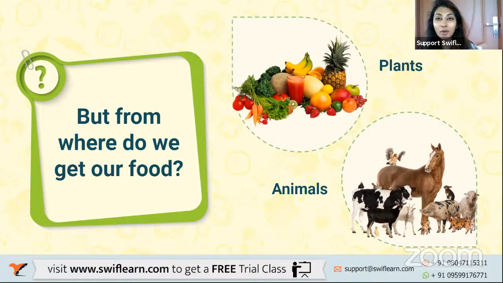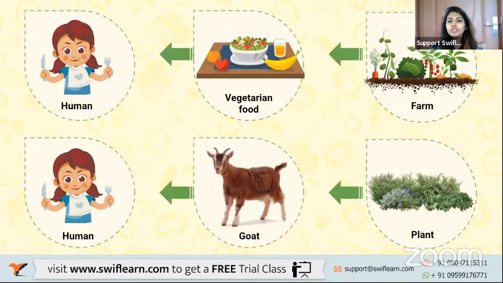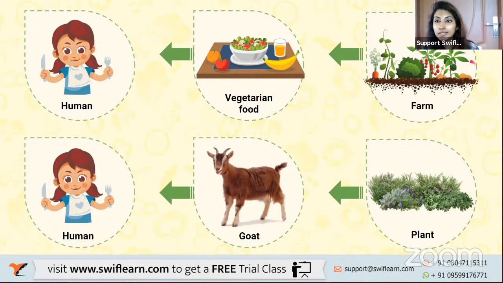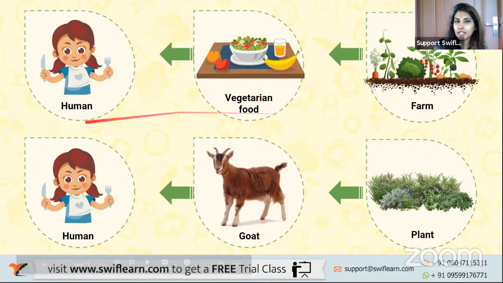Yes, correct. So now I've got the answers to what I asked before: the vitamins, proteins, carbohydrates. Very good, very good. So now here we can see a human. This human is consuming food. What food is the human consuming? Vegetarian food. So from where do we get this vegetarian food? That is exactly from the farm, right?